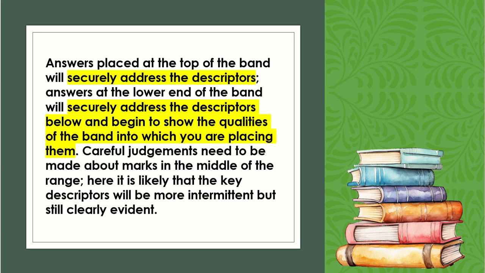So let me put it another way. If you're getting 11 out of 25, bottom of band 3, it means that you're beginning to show band 3 working, but it also means you have securely demonstrated everything you need to do for band 2. So that's important to bear in mind in terms of where you go in the band. Is it top of the band, middle of the band, bottom of the band, etc.